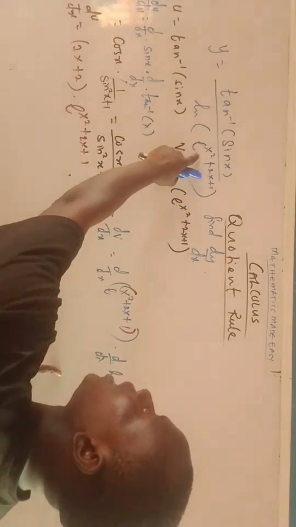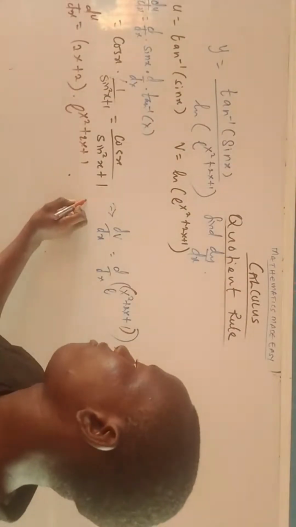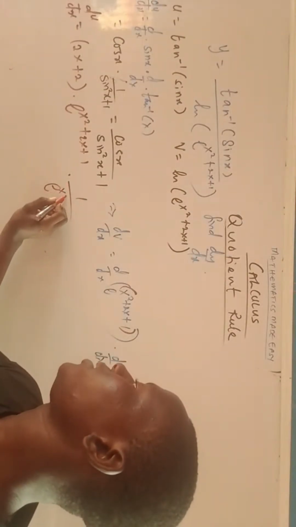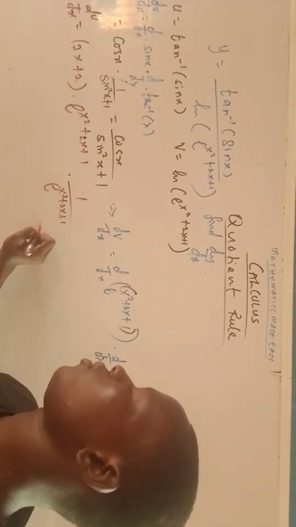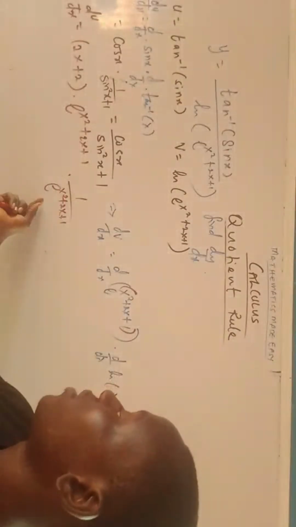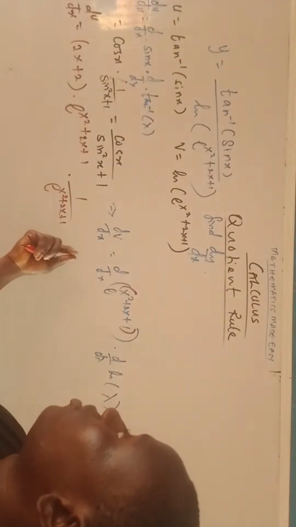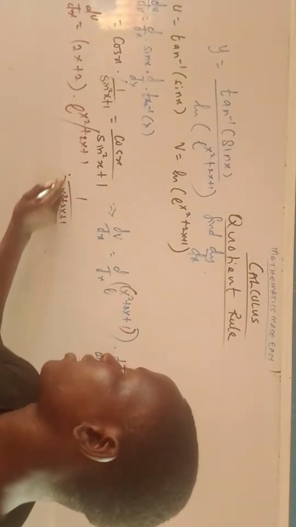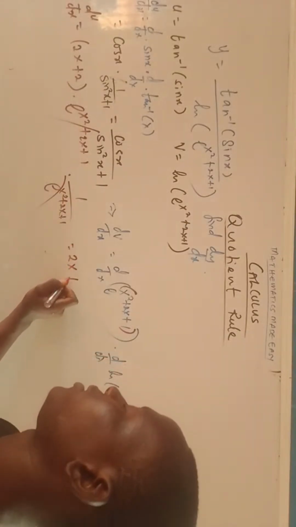Lambda is e^(x² + 2x + 1). So we have 1 over e^(x² + 2x + 1). This is e^(x² + 2x + 1), and this is also e^(x² + 2x + 1). So definitely, this and this will cancel out. So we have 2x + 2.